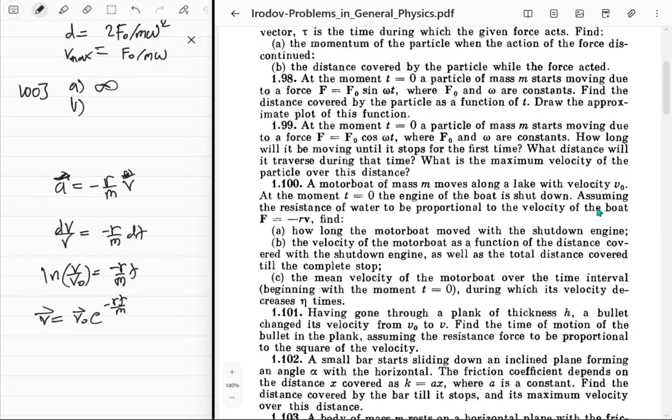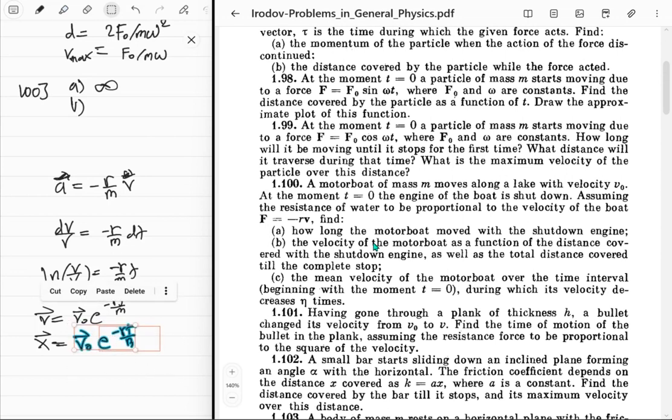The velocity of the motorboat as a function of distance covered with the shutdown engine, as well as the total distance covered till the complete stop. Nice. So the second part is something that we can do. You got what velocity is. Just integrate this and you will get the position. So x vector is equal to v naught vector e power negative rt upon m, and then you divide by negative r upon m. So this will be negative m upon r.